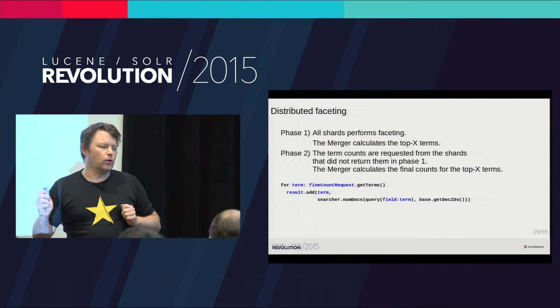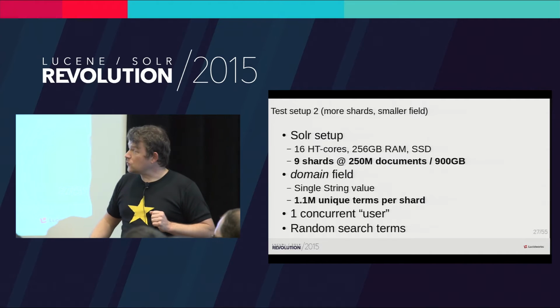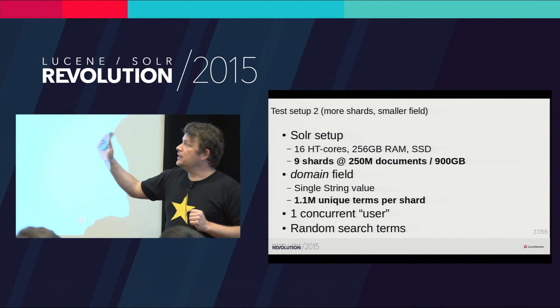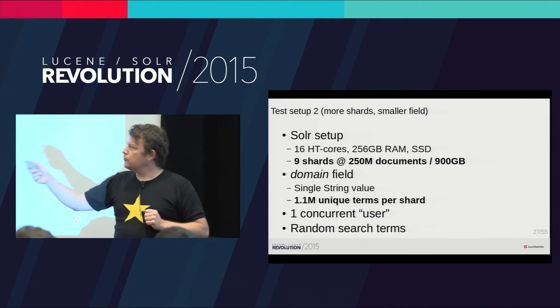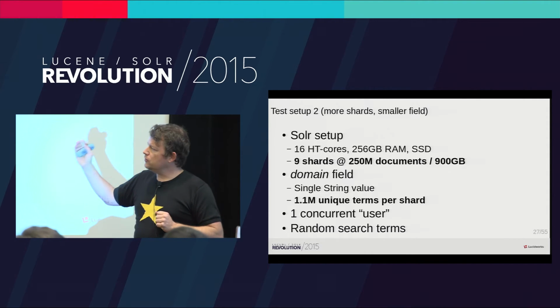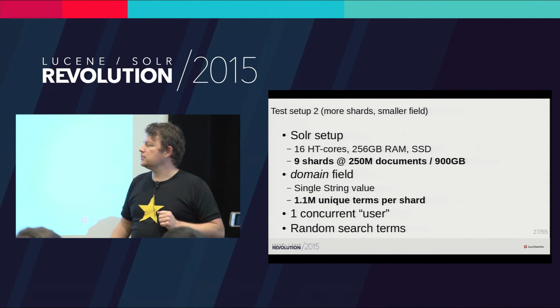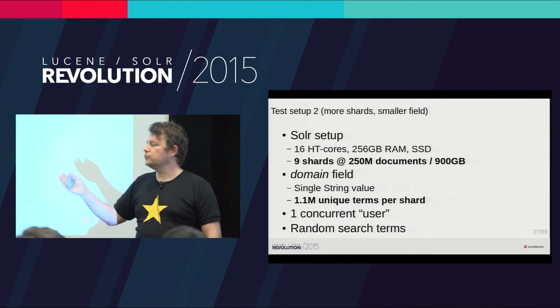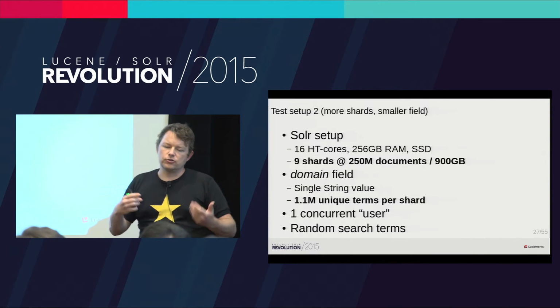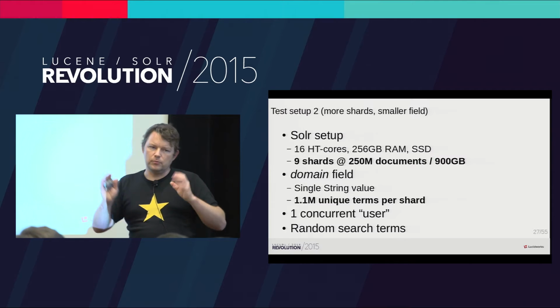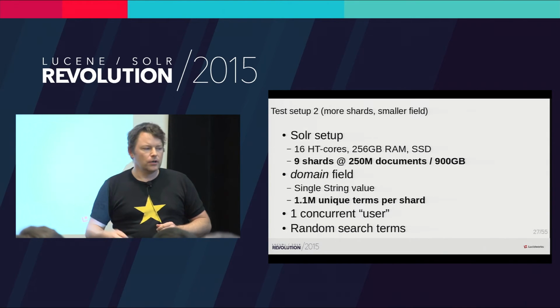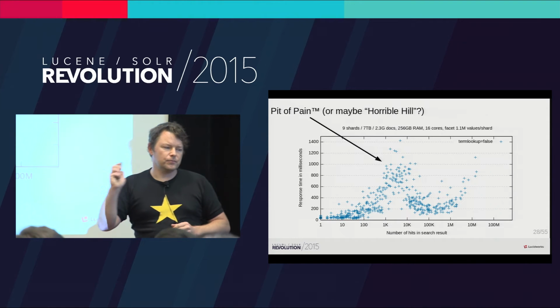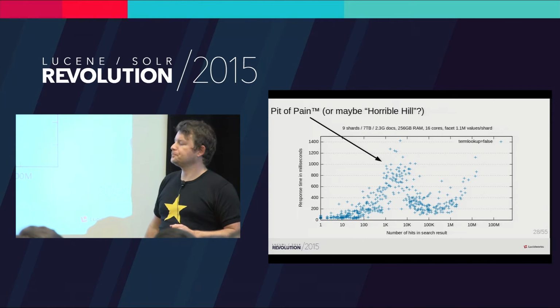So how does that perform? Well, we're moving a bit up and saying 9 shards instead, running on this machine. And for the field, we're actually moving a bit down to a very simple, small 1 million unique terms per shard field, in order not to let this 200 million number affect our observations here. We ran this test, and we got this result.